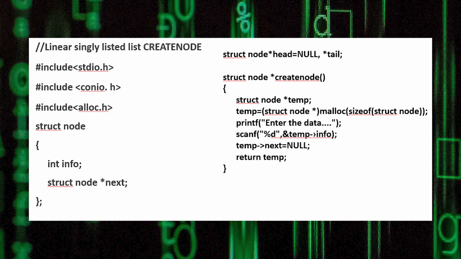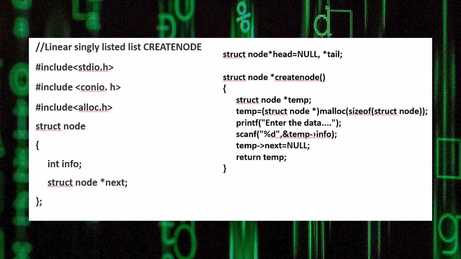Next, I am defining a function called create node, and this create node function returns a pointer or reference of struct node. Inside this implementation, I am simply declaring a variable temp. The temp is of type struct node pointer. The first thing is I am using malloc. The malloc function is responsible for allocating memory at runtime. So, with this malloc I am allocating the memory and providing it to temp.